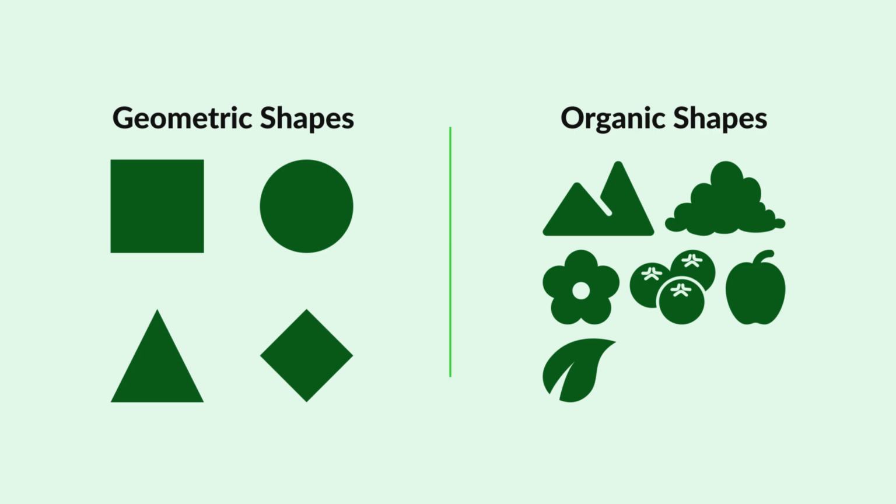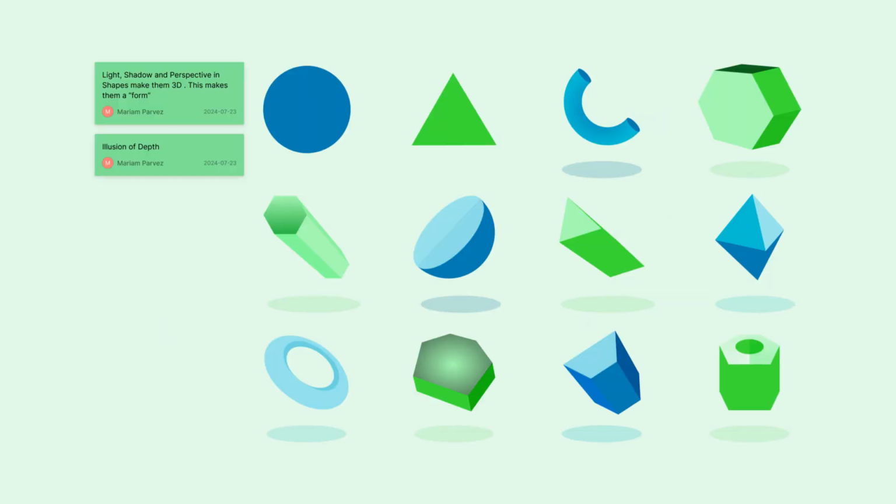Now let's talk about forms. Form is just a shape with depth, shadow, and lighting. Give a flat circle some shadow, light, and depth, and bam, you've got a sphere. Same goes with the triangle.